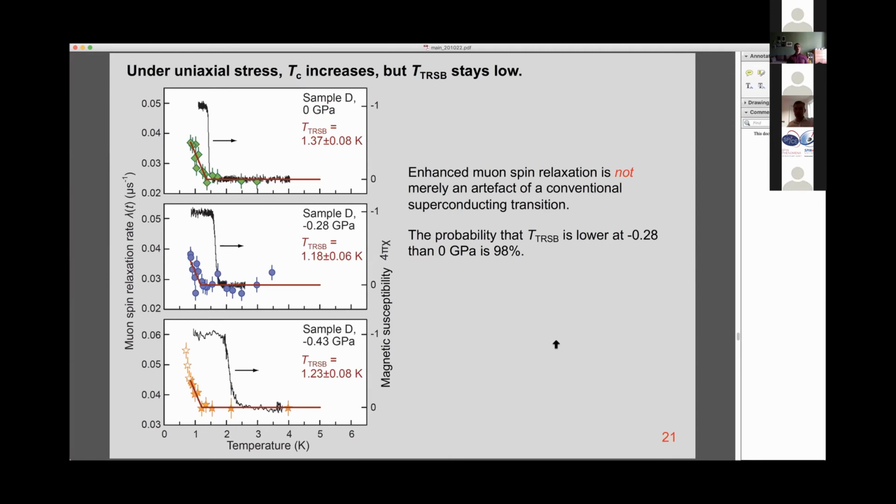Okay, and here are some data now under uniaxial stress. So these data are all from the same sample. This is at 0 GPa, about 0.3 GPa compression, and about 0.4 GPa compression. And we see Tc steadily increasing as expected, but the time reversal symmetry breaking temperature remains low. At 0 GPa, it's perhaps 0.1 or 0.2 Kelvin below Tc. Now at 0.3 GPa, it is definitely lower. The time reversal symmetry breaking temperature decreased in this sample from about 1.4 to about 1.2 Kelvin as the stress was applied, and then it appears to have saturated at that temperature as the stress was increased further.